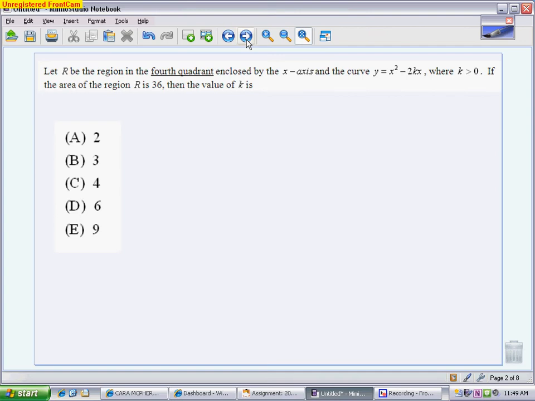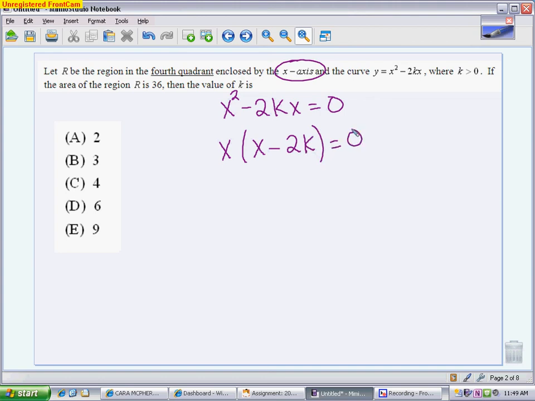First thing I want to do is I want to see when does x squared minus 2kx equal 0, because I want to know when it intersects with the x-axis. I can factor out an x, which gives me x times (x minus 2k). So what that tells me is my intercepts are 0 and 2k. Visually, to give you an idea what this is going to look like, my parabola, I know it opens up.